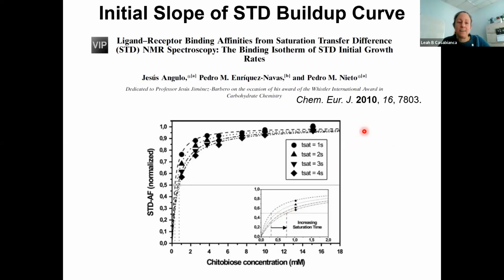So in other words, if you want to obtain the KD that is closest to the true KD, it's best to map out the entire STD buildup curve and extrapolate to time t equals 0, or calculate the initial slope and compare initial slopes at various ligand concentrations to determine your KD.